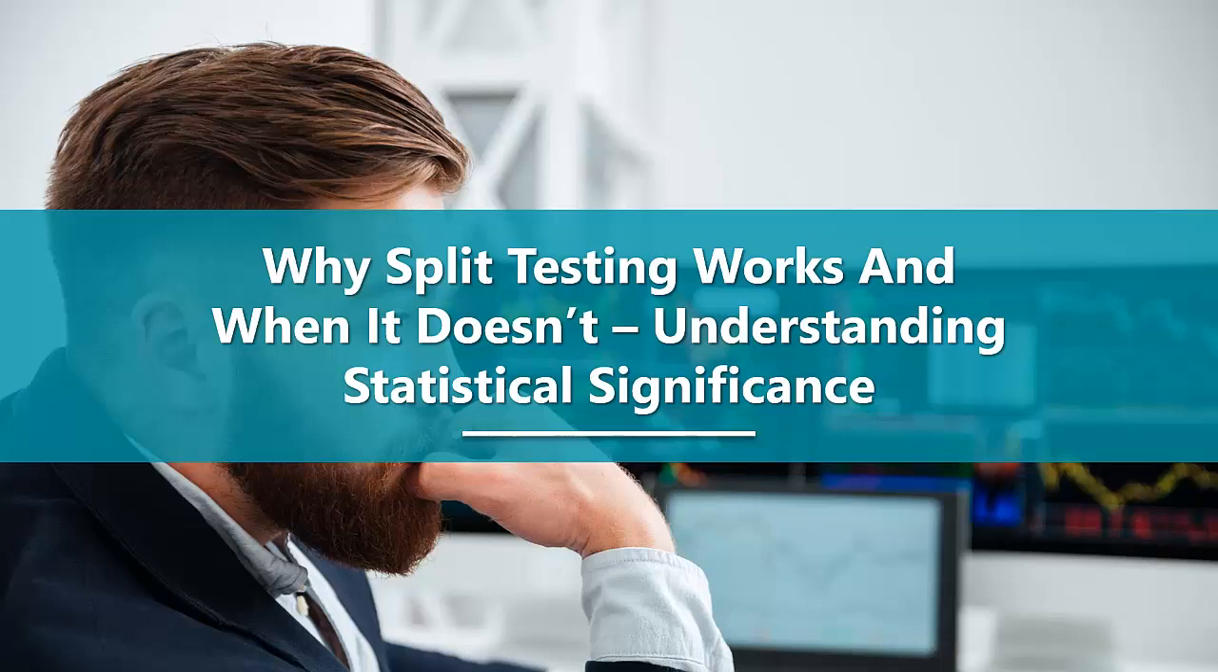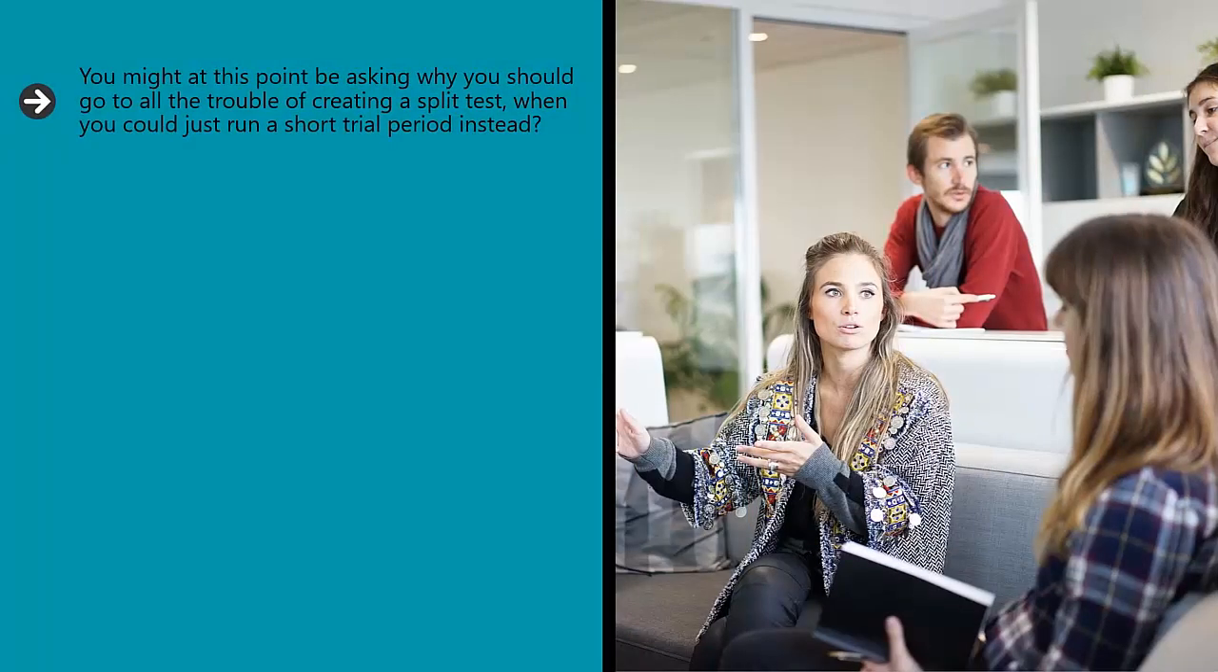Why split testing works and when it doesn't: understanding statistical significance. You might at this point be asking why you should go to all the trouble of creating a split test when you could just run a short trial period instead. Why colour three prawn shops red and then wait for them to collect enough actionable data? Isn't this really just a fancy way of describing a kind of public beta test?